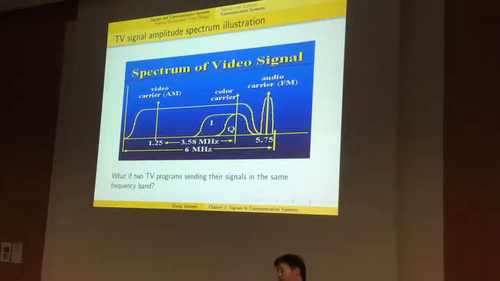That means each channel or each program must use 6 MHz to transmit its signal, no matter whether it's the baseband or a high frequency band. If two TV programs are transmitted in the baseband, that means their signals overlap from 0 to 6 MHz. So what happens? It happens like this: you can see the video from channel 8, then you hear the voice from channel 5, maybe. Have you been in this kind of situation before? No? Okay, now you guys are quite lucky.